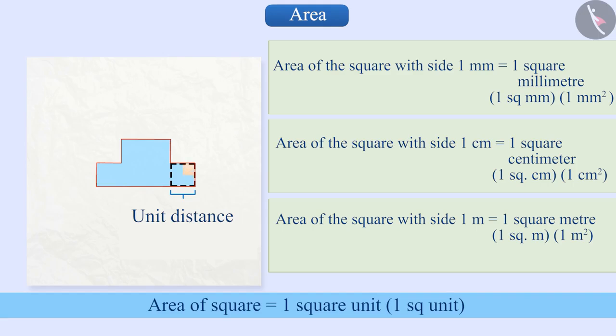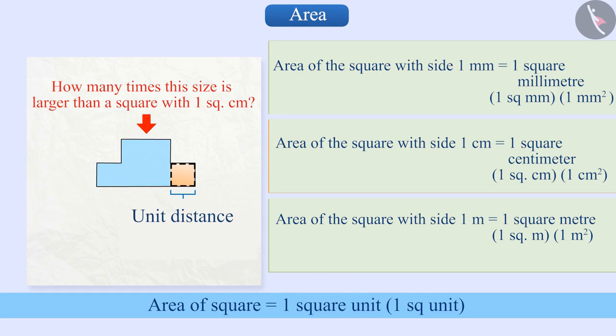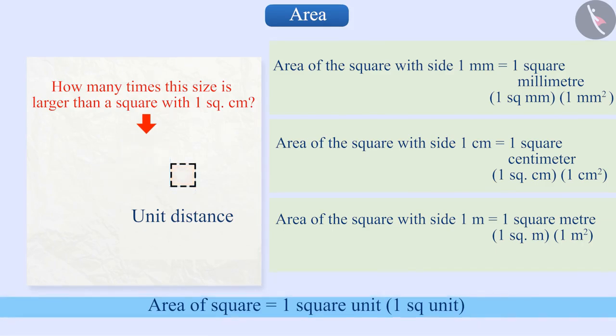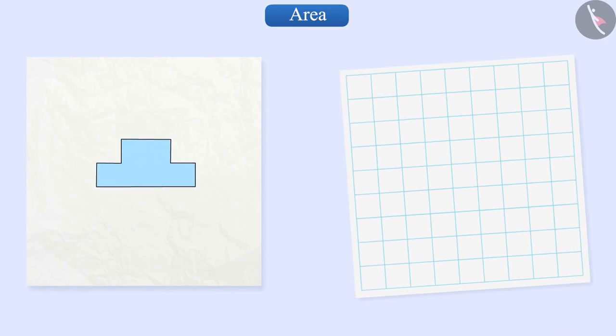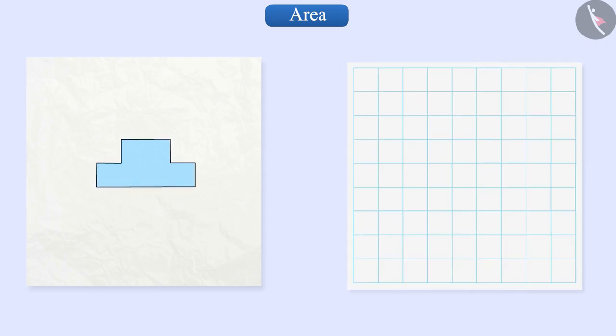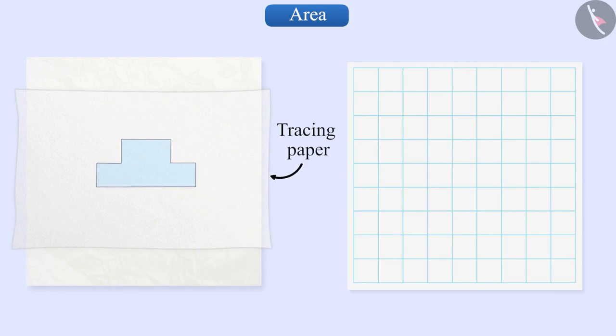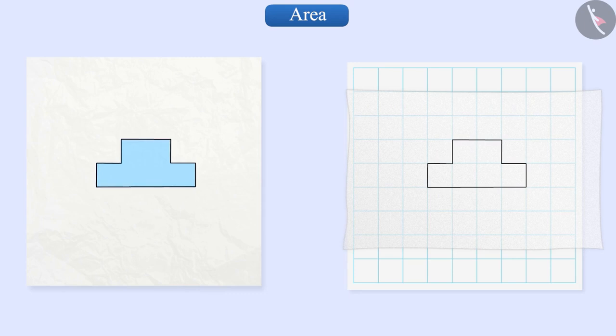Let us compare this shape here with a square having an area of 1 square centimeter and find how many times this shape is larger than a square with area 1 square centimeter. For this, we will use a graph paper. Here, squares with sides 1 centimeter are formed on this square paper. We will take a tracing paper and draw the outer boundary of the closed figure shown on it. We will place the tracing paper on the square paper.